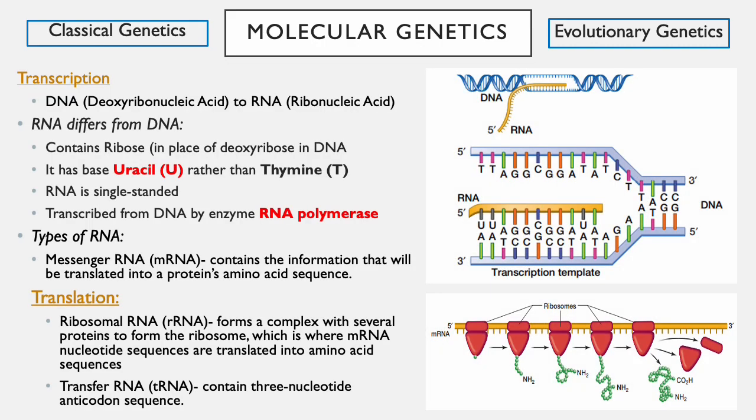So in molecular genetics, we have the term transcription, and as I've mentioned, transcription is the conversion of DNA to RNA. Please do take note that RNA is different from DNA in that RNA contains ribose and has uracil rather than thymine, and it is usually single-stranded. It is transcribed from DNA by the enzyme RNA polymerase. There are types of RNA, and mRNA is the one directly involved in the transcription process. Translation is the conversion of mRNA to protein. We'll be discussing that further when we go to the central dogma of molecular biology.